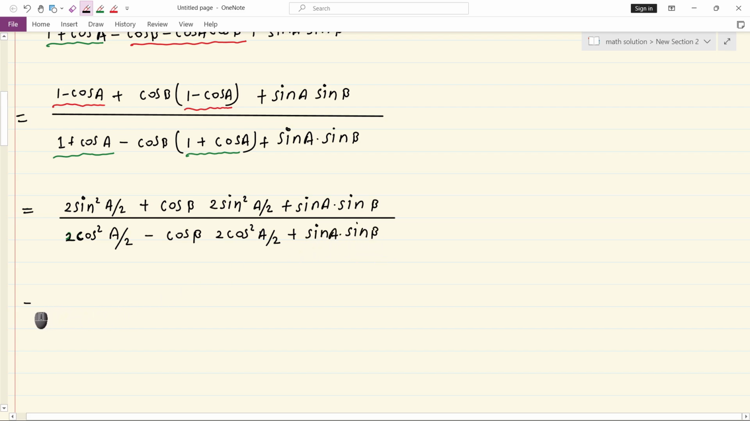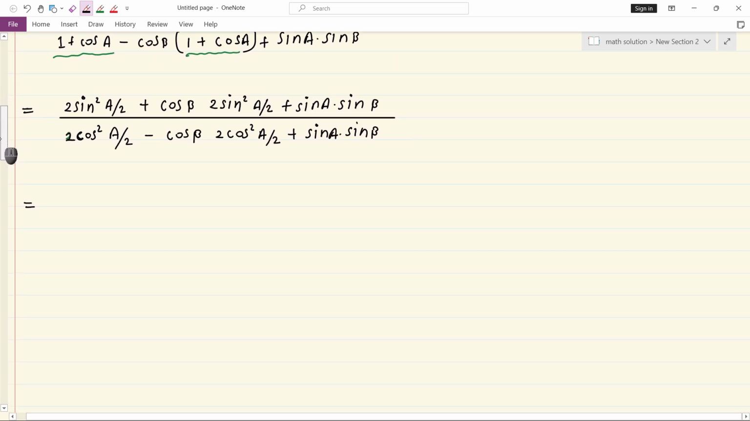So now, next step. In this place we can take the common. Now look here, just wait. In these two terms we can take the common of 2 sine square A by 2. Similarly, in these two terms we can take the common of 2 cos square A by 2 and leave the remaining term as it is.